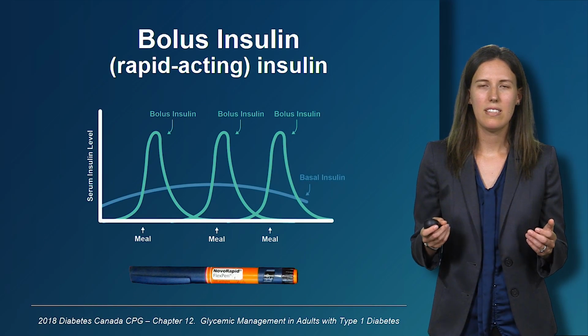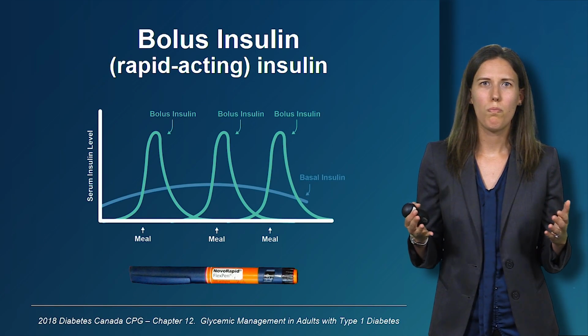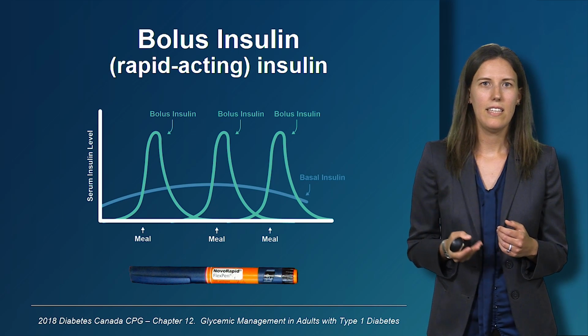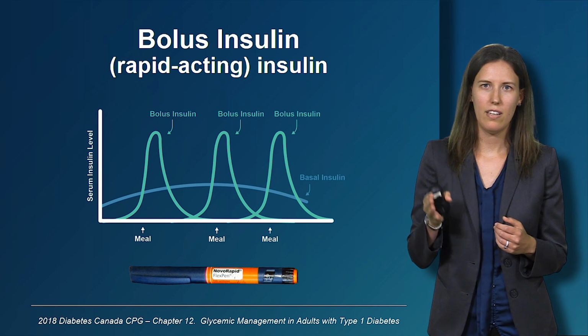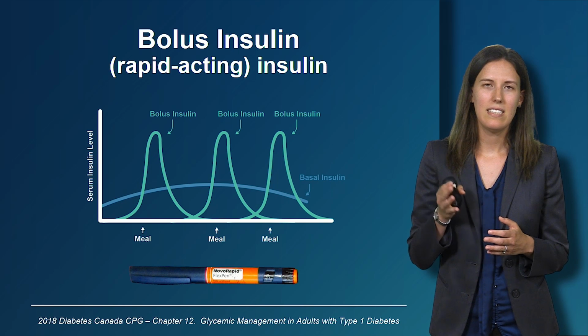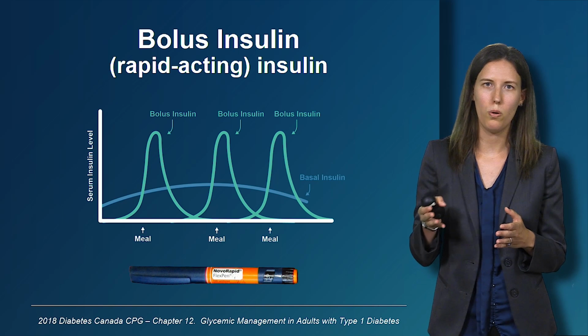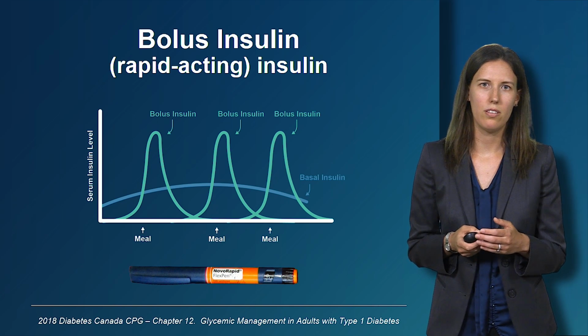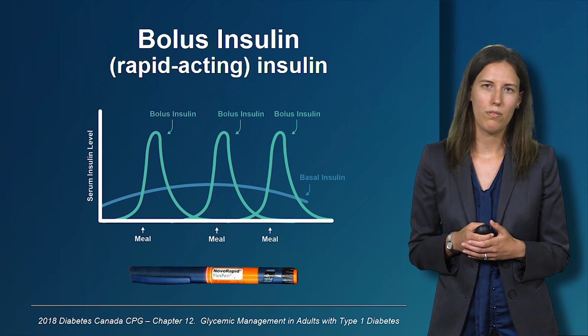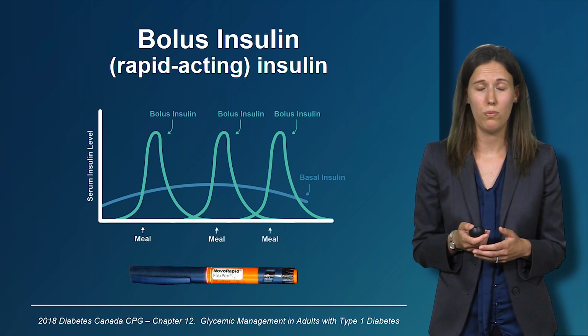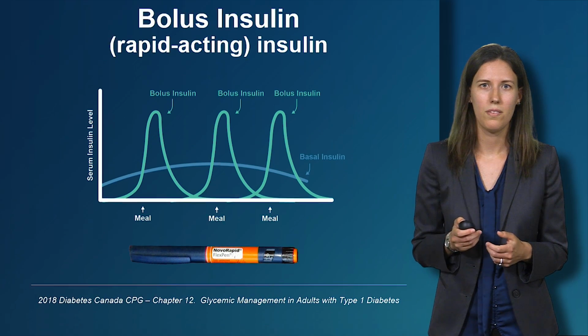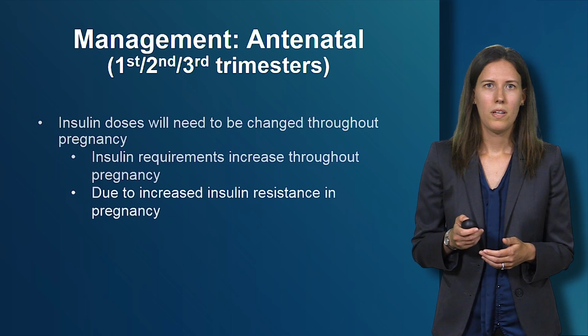And then once again with the same graphic, here we're going to talk about the bolus rapid-acting insulin. These are the green peaks that are given 3 times a day with the meal. And this insulin helps cover the carbohydrate intake for that meal so that their postprandial blood sugar is within target. And here's another example of a pre-filled insulin pen that a patient would use to give themselves this insulin.